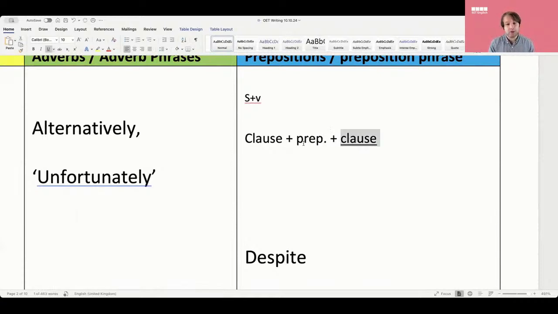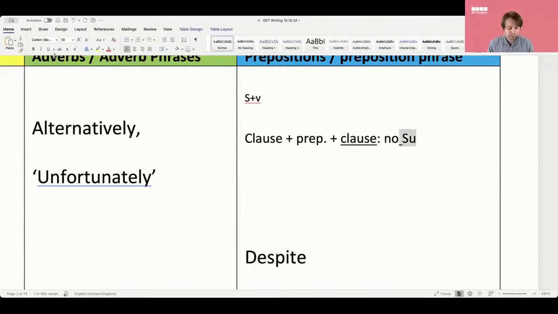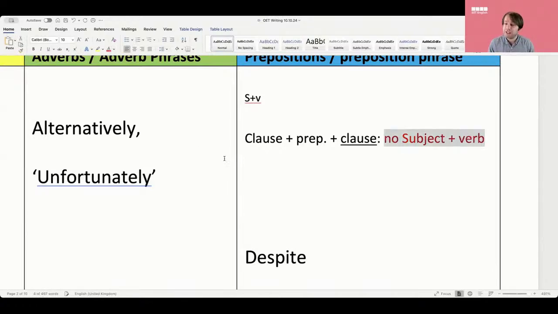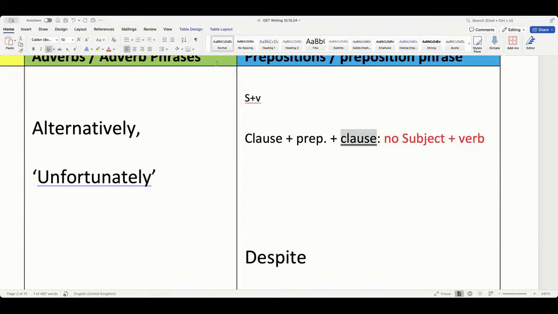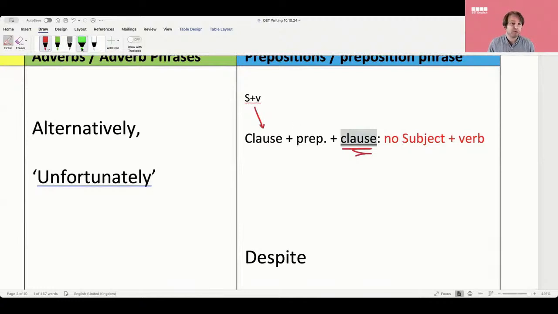But this clause is a special clause. What did I say on Monday? No subject, no verb. You can have the ing form of the verb. You can't put a subject and a verb together after despite, for example. And this is the number one error, number one mistake. This clause here is a special clause. It's a noun clause only. Does that make sense, guys?